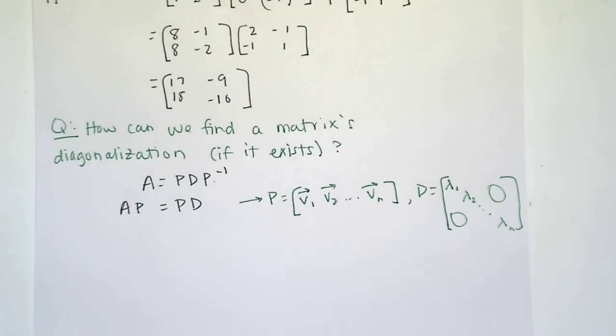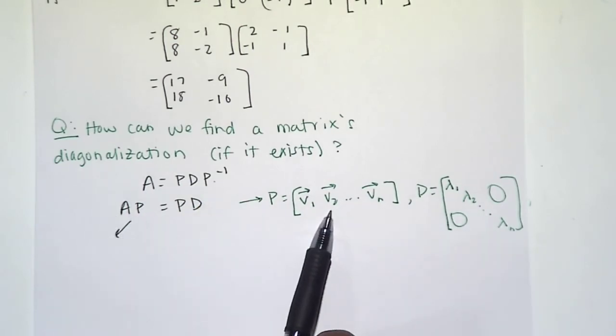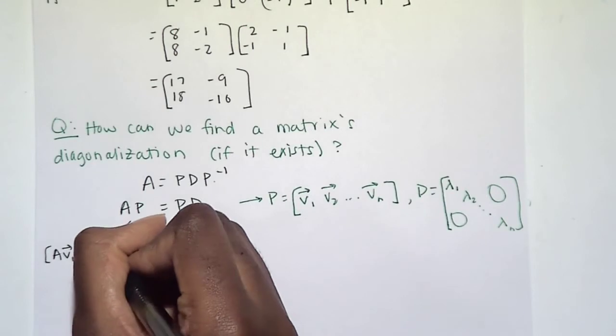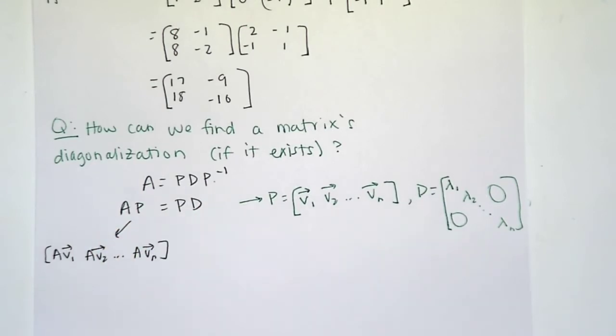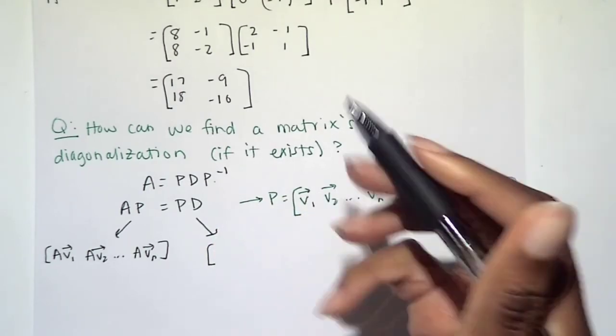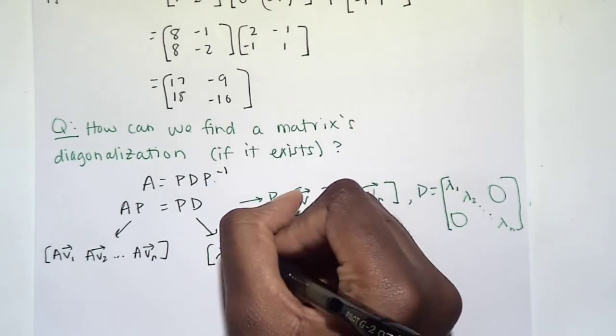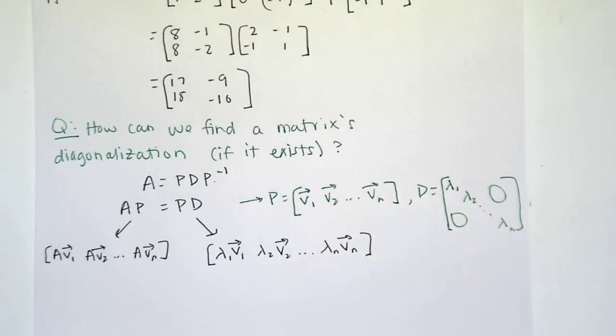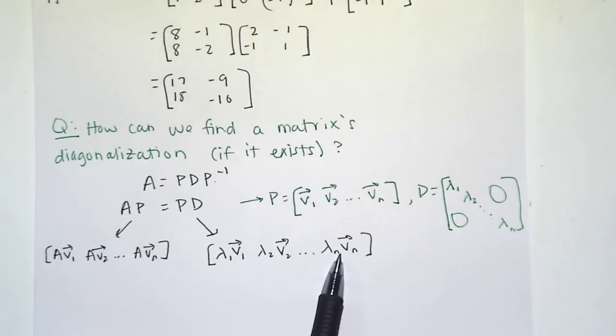All right, so let's think about what this means when we multiply. So if you multiply A times P, we'll get another matrix. We could write it as A times V1, A times V2, all the way to A times Vn, right? These are all column vectors side by side to make a matrix, which means that PD, these two multiplied by each other, we can do the same thing, but these are just going to be numbers, right? So we can do lambda 1 V1, lambda 2 V2, all the way to lambda n Vn. So that means that AV1 should equal lambda 1 V1. AVn should equal lambda n Vn.